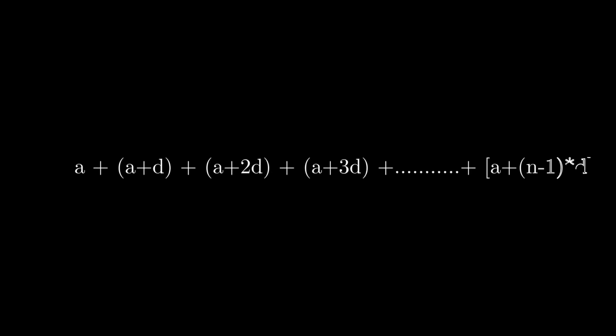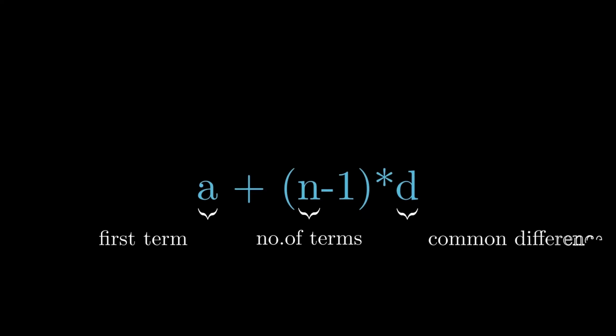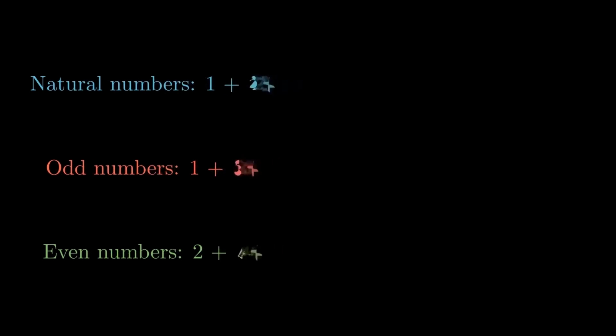The general formula to find the nth term of an arithmetic series is a plus (n minus 1) times d, where n represents the number of terms and d is the common difference. Common examples of arithmetic series include the natural, odd, and even numbers.